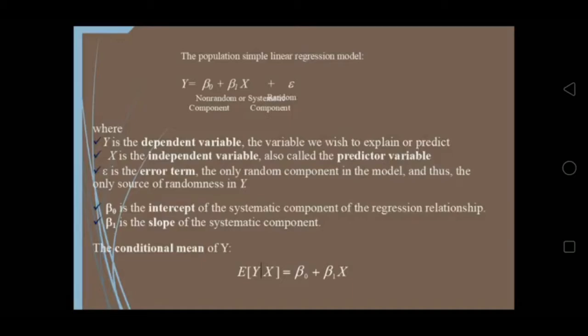E is the error term, the only random component in the model, and thus the only source of the randomness in Y. B0 is the intercept of the systematic component of the regression relationship. B1 is the slope of the systematic component. The conditional mean of Y, as you can see below, E(y|x) = b0 + b1x.